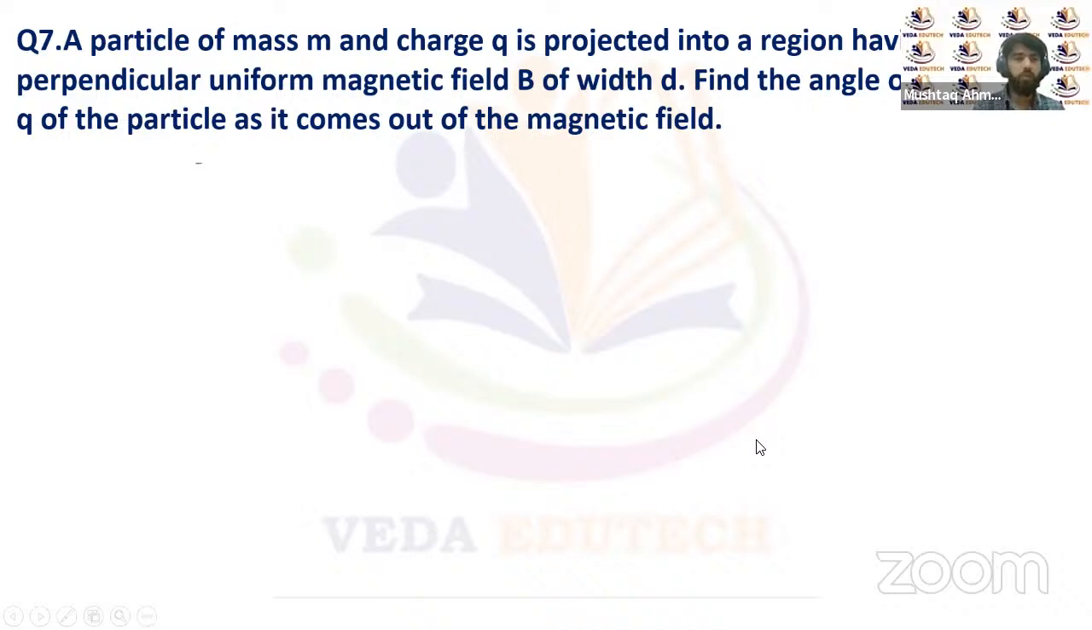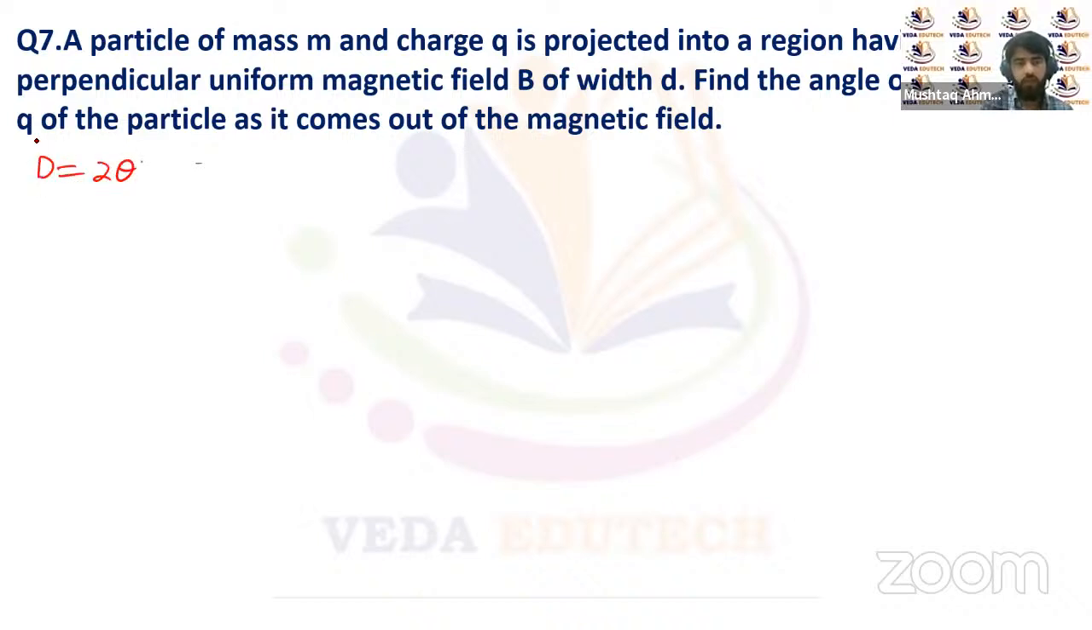Now let's move on to question number 7. The question says that a particle of mass m and charge q is projected into a region having a perpendicular magnetic field B of width d. Find the angle of deviation of the particle as it comes out of the magnetic field. We know that the angle of deviation will be twice theta.